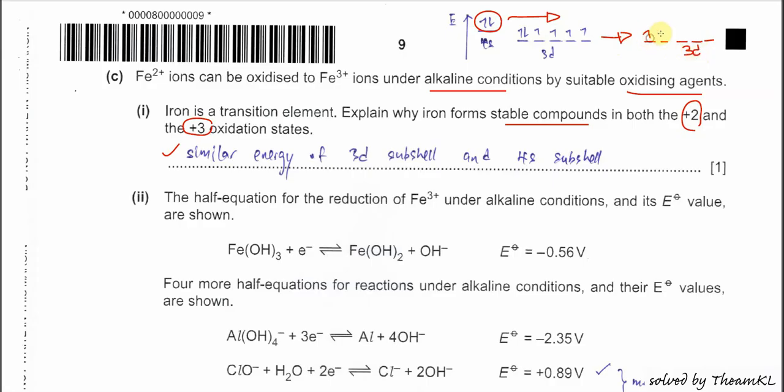3d5 is quite stable because of its half-filled configuration. So therefore, this iron 3 will be a stable form for iron metals, right? This is the reason why it's always able to form these stable compounds of positive 2 and positive 3, because their energy levels are very close. It's very easy to release the 2 electrons and another electron from 3D from the 2 oxidation states.